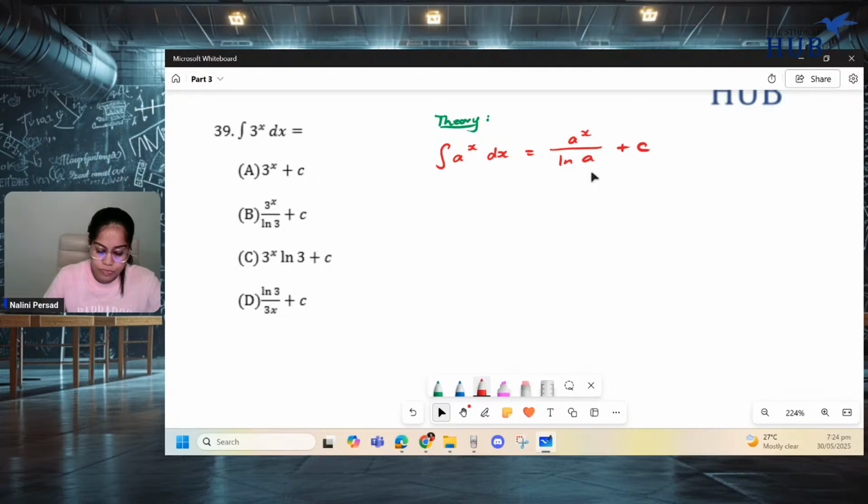So if I were to apply it to this question, integral of 3 to the power of x with respect to x, it will be 3 to the power of x over ln of 3 plus c. It's option B.